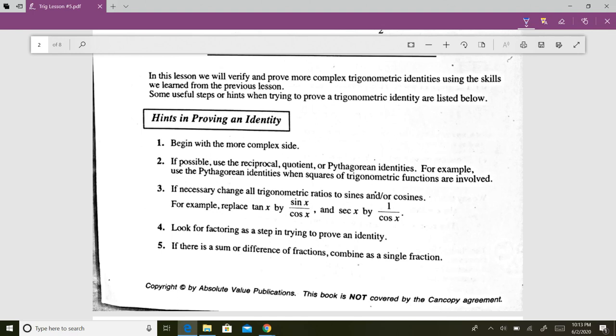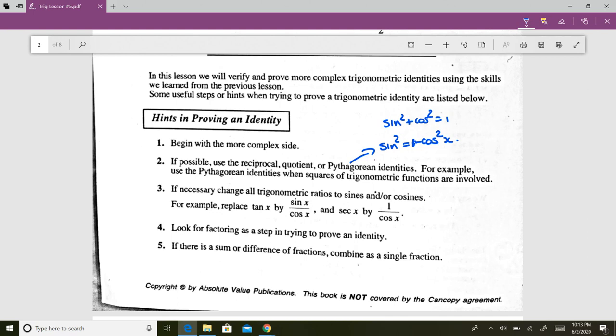Use reciprocal, quotient, Pythagorean. So basically this is what we talked about before: if you see a trig function squared with a plus or a minus 1 or something, it's probably a Pythagorean identity. For example, this is the Pythagorean identity, sine squared plus cos squared is equal to 1, rewritten. Okay? And you will need your formula sheet for doing this unless you've memorized all those formulas.